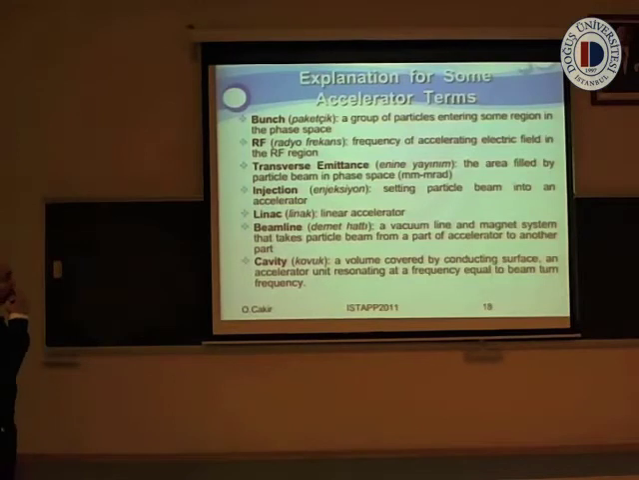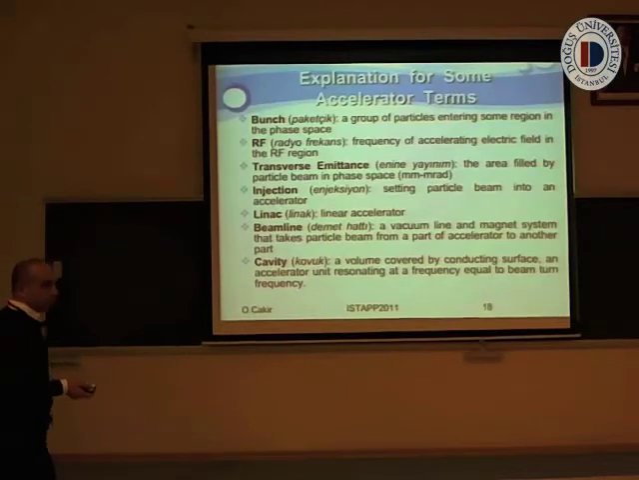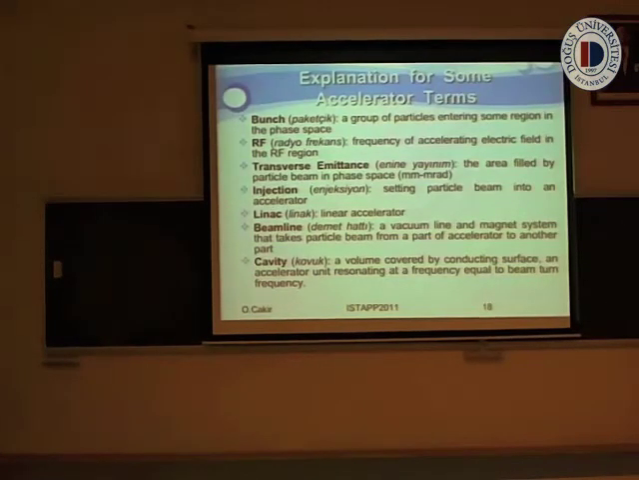I want to explain some of the accelerator terms. For example, bunch, in Turkish paketçik: a group of particles entering some region in the phase space. RF, what does it mean? Frequency of accelerating field, electric field in the RF region. Transverse emittance: the area filled by the particle beam in the phase space. Its typical unit is millimeter-milliradian, for example. Injection: we set a particle beam into an accelerator by using this structure. Injector, for example, is a machine to set the particle beam into a larger accelerator structure. LINAC: linear accelerator.